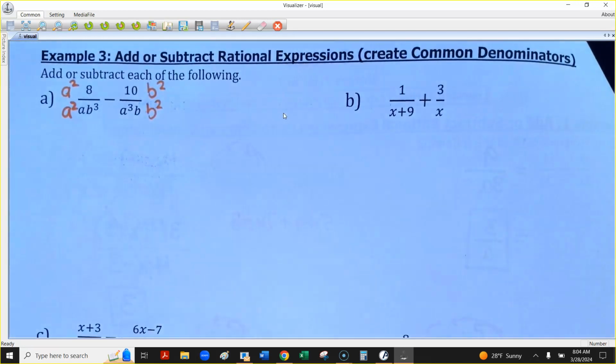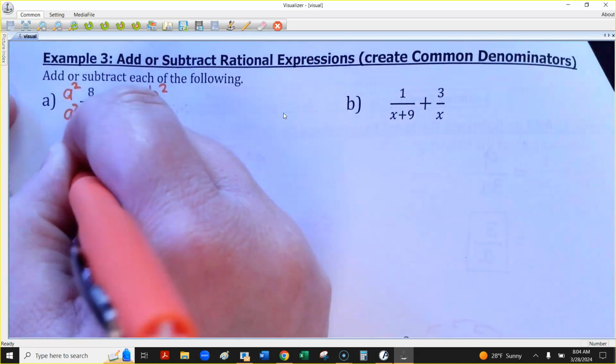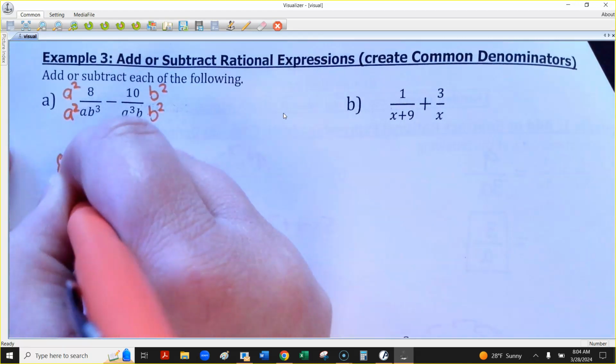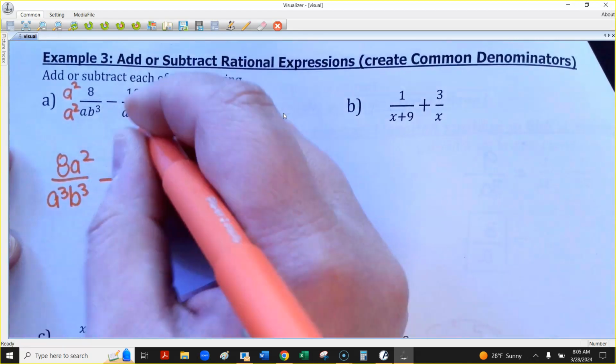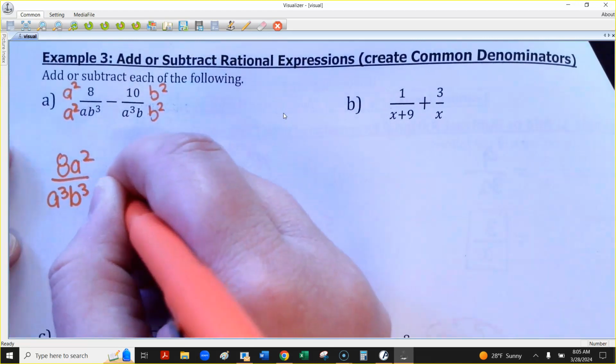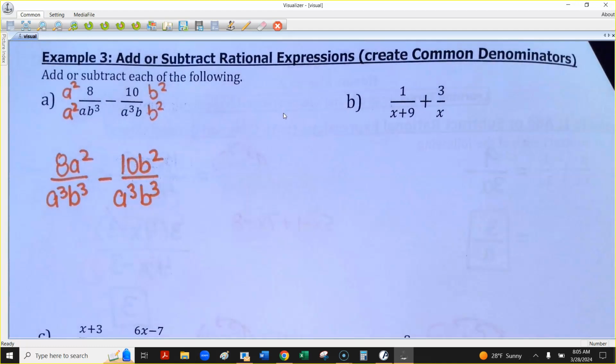Now, the top of this fraction would become 8a squared, and your common denominator here is going to be a cubed b cubed. The top of the second fraction is going to become 10b squared. The denominator should be the same. That's the least common multiple between those two. It would be a cubed b cubed to make them match up. Once you've got that, you're just going to simplify.